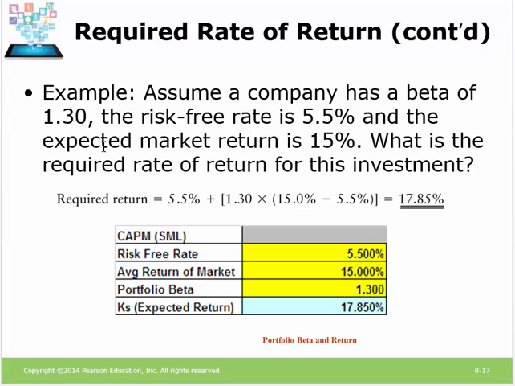So here we have a stock that has a beta of 1.3. The risk-free rate is 5.5%, and the expected return on the market in this case we're saying is 15%. So what's the required rate of return? If you use the portfolio beta and return worksheet, you can plug these numbers in quite simply, and you can see that we end up with a return of 17.85%. So this required return is the minimum return that we would accept for investing in this particular stock.